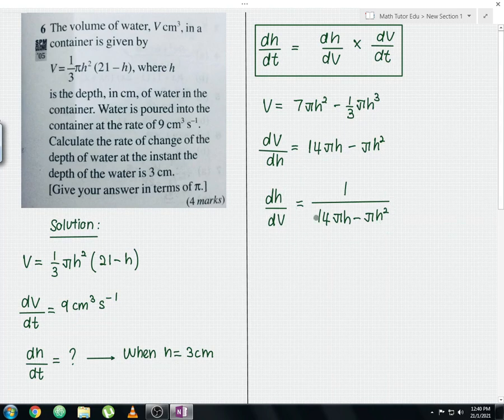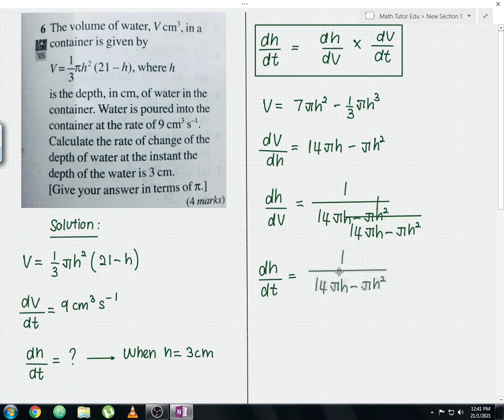Once we form this, then we can substitute this expression into the chain rule here. Okay, let us continue to solve the question. So from here, dh over dt is equal to 1 over 14 pi h minus pi h square, and then you times dv over dt. The dv over dt is given by the question as 9 centimeter cube per second. Okay, you use the 9 over here. The question already gives us the depth of the water is 3 centimeter. So from here we need to change the h value into 3, guys, when h is equal to 3 centimeter.